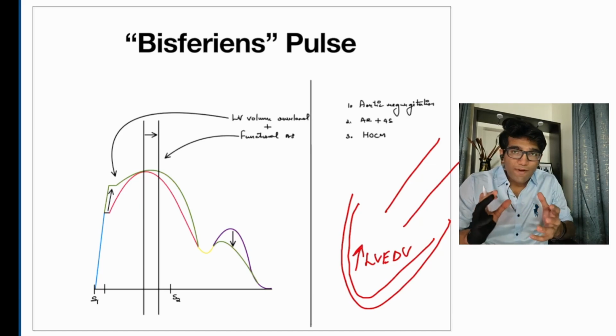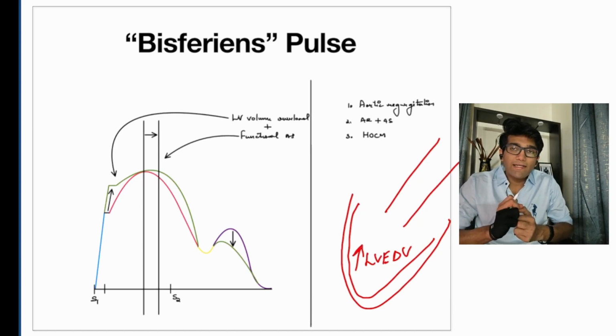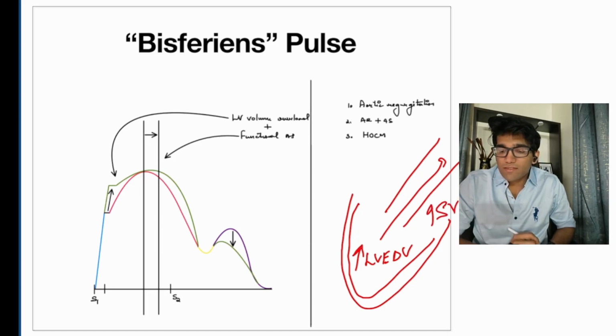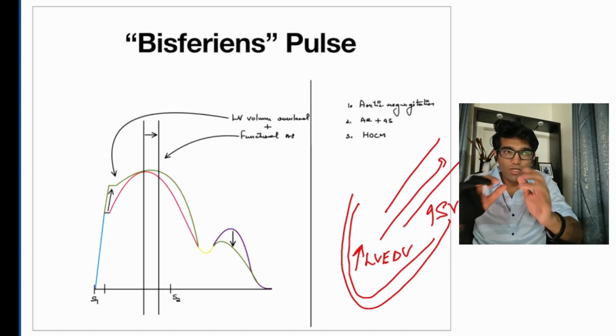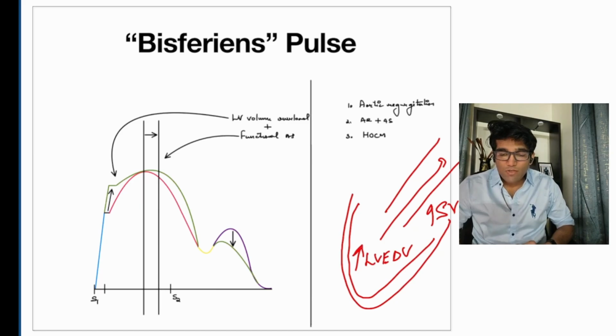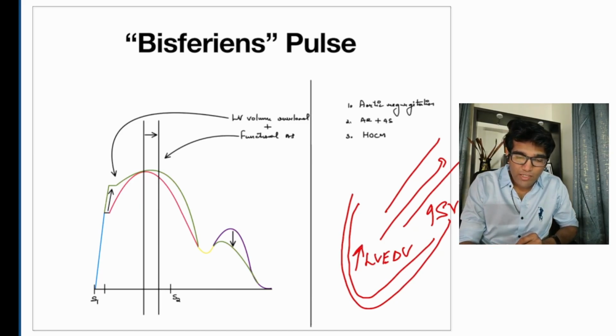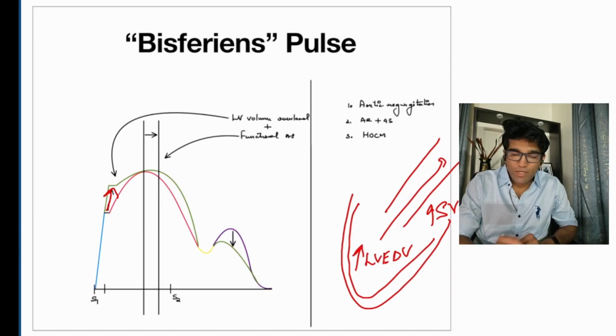Now, because of the Frank-Starling mechanism, LV contractility increases. Okay, so there is an increase in the stroke volume. So more blood is pushed into the aorta. Okay, so LV contractility is increased. So naturally, the percussion wave will increase. This is what we are seeing here. Okay, this is because LV contractility has increased.